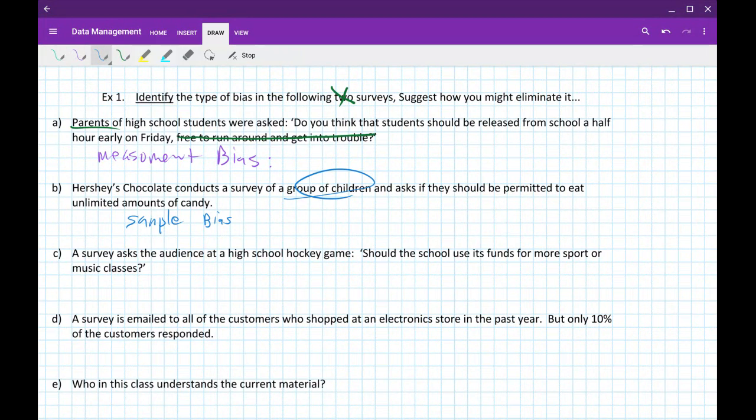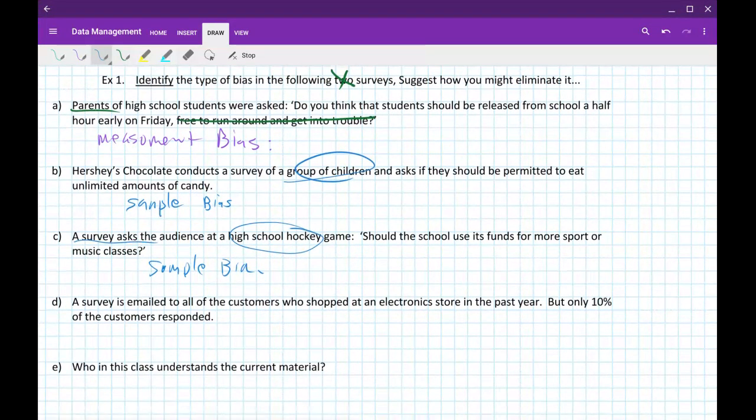A survey asks the audience at a high school hockey game, should the school use its funds for more sports or music classes? Oh, I kind of talked about this one already. And again, this is a sample bias. How do we fix it? Don't go to the hockey game. Ask everybody in the school.